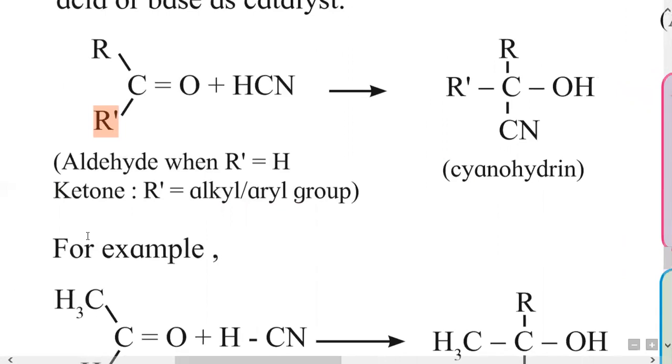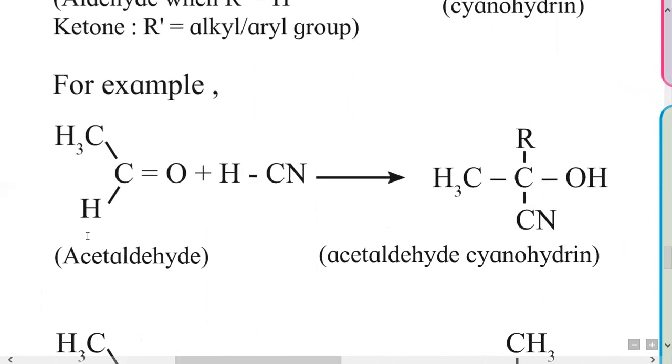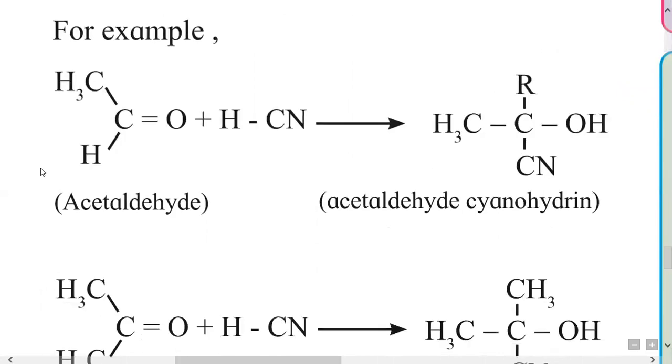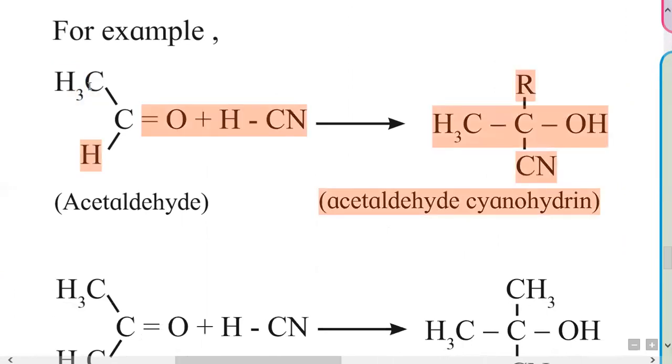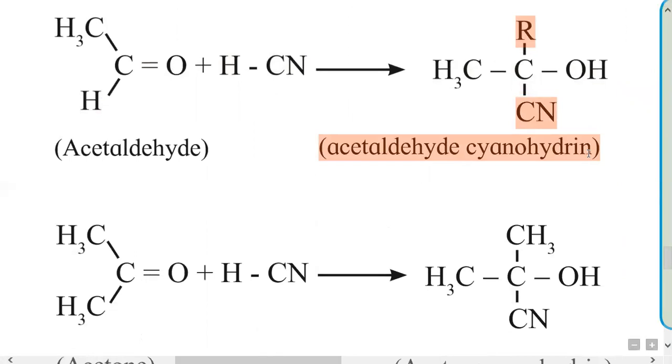We will study examples of both aldehydes and ketones here. So first example is for aldehyde, that is acetaldehyde. Here R group is CH3. When treated with hydrogen cyanide, we get acetaldehyde cyanohydrine. So that is a product obtained with aldehyde.